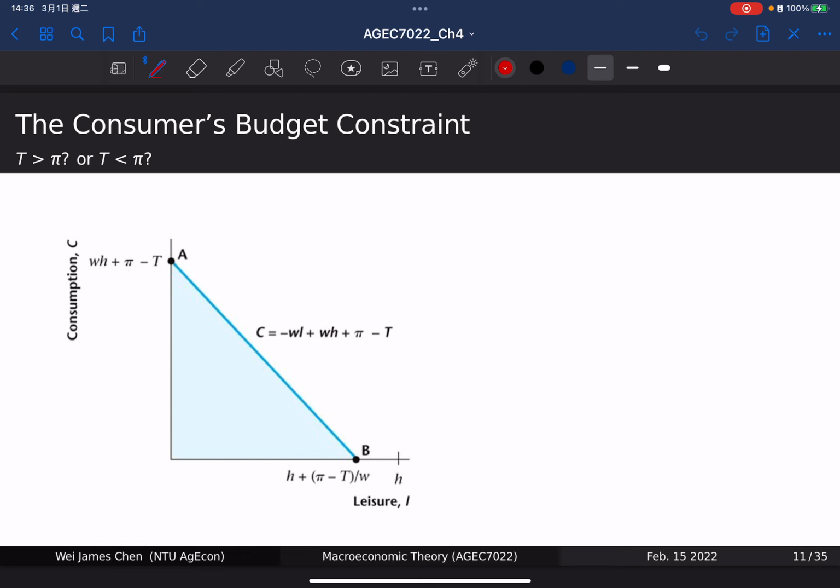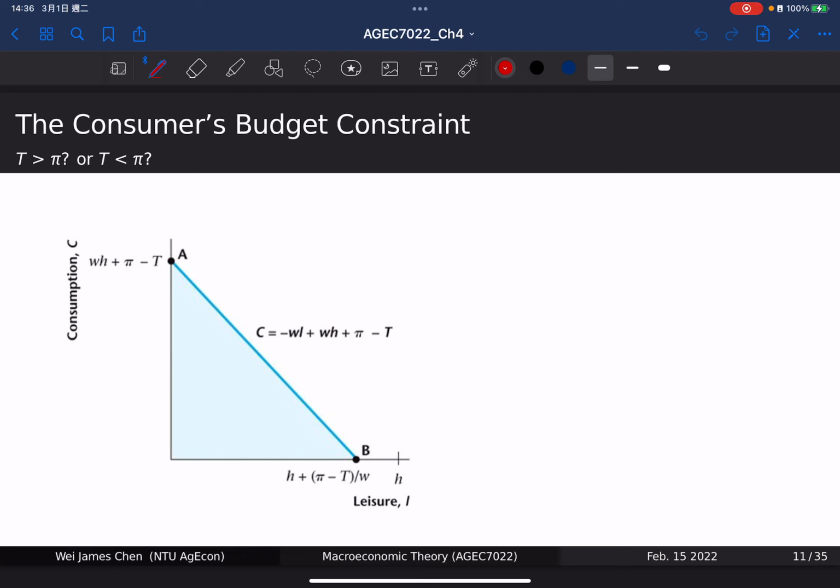And then this slope: if you want 1 more unit of leisure, then your consumption will go down by how much? That's going to be W, right? So 1 unit here and W units down here, that means the slope is minus W. So this is one intercept and you have a slope which is W. From high school math, you should know that 1 point and 1 slope gives you 1 line, right? So you can draw this line all the way down here.